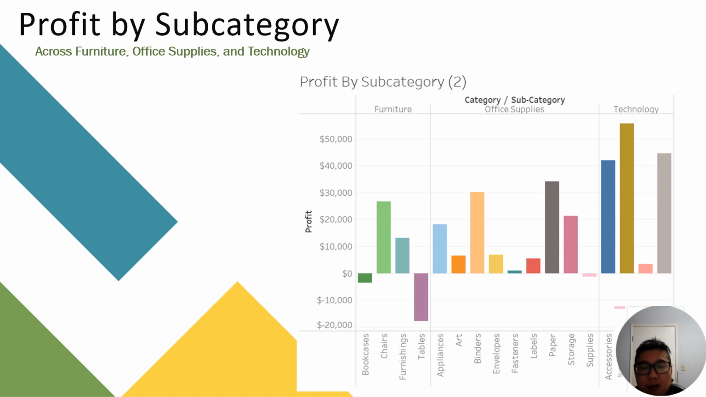Next one will be the profit by subcategories. You can see here technology is leading with copiers over 50,000, and next one will be accessories and phones, while in contrast, tables make a loss of nearly $20,000 minus.